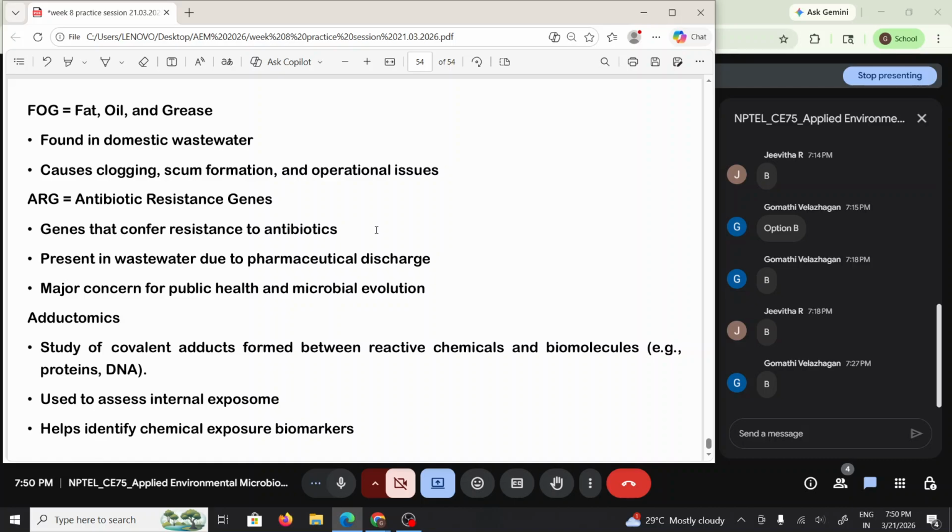And the last topic is adductomics. Adductomics is a study of covalent adducts formed between reactive chemicals and biomolecules. You just study the interaction here, and this helps to assess the internal exposome, like how the exposure to different conditions inside the microorganisms itself creates some kind of bonding with the biomolecules present in the system.